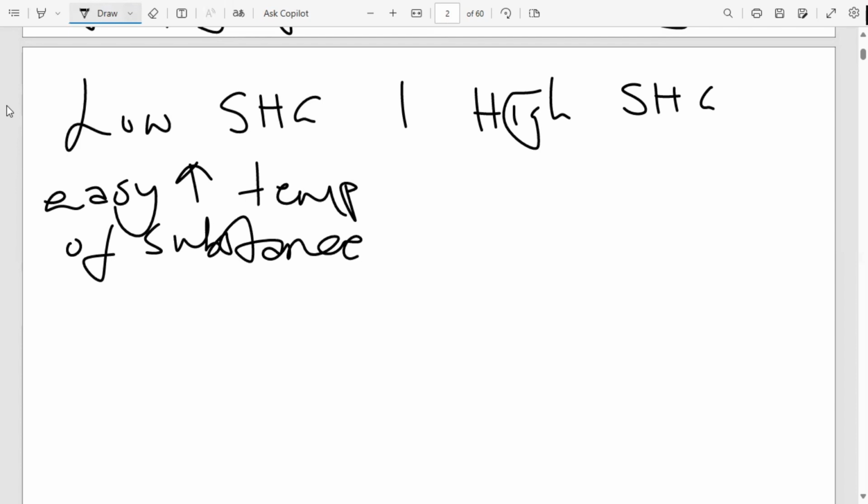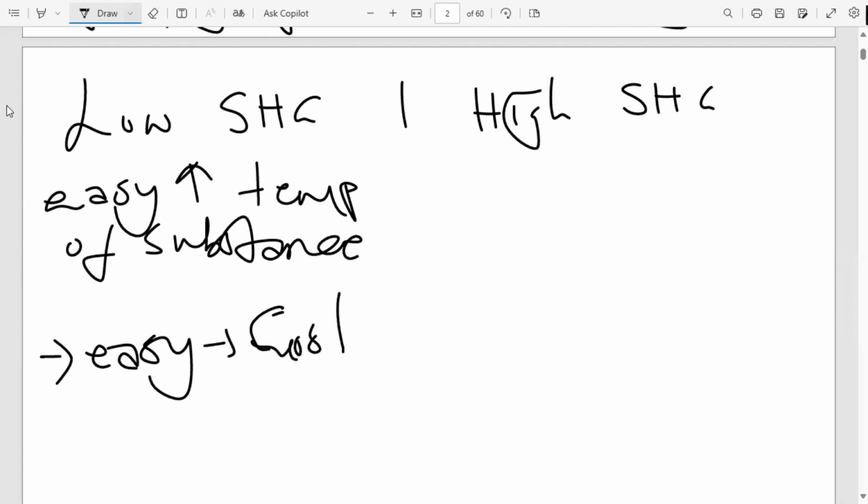But at the same time, since it's easy to raise the temperature of that substance, you're going to notice that it also loses its temperature easily. Even when cooling down, it is going to cool down at a faster rate since it has a low specific heat capacity. If it's able to heat up in a very short time, that substance should also be able to cool down at a very fast rate, because the rate at which it gains thermal energy will be the same rate at which that substance loses its thermal energy. So it will be easy to raise the temperature of that substance, but it is also easy to cool it down.